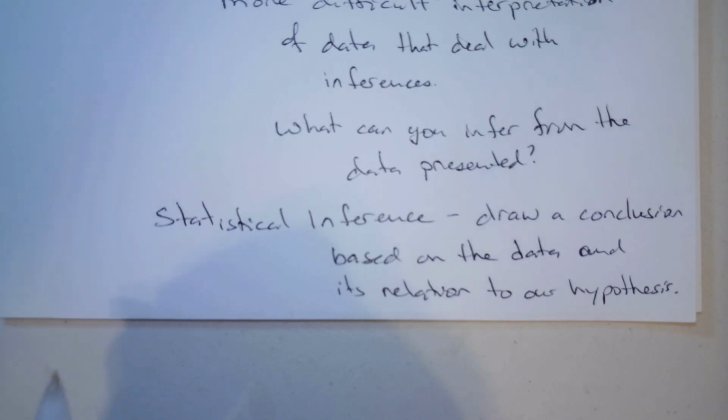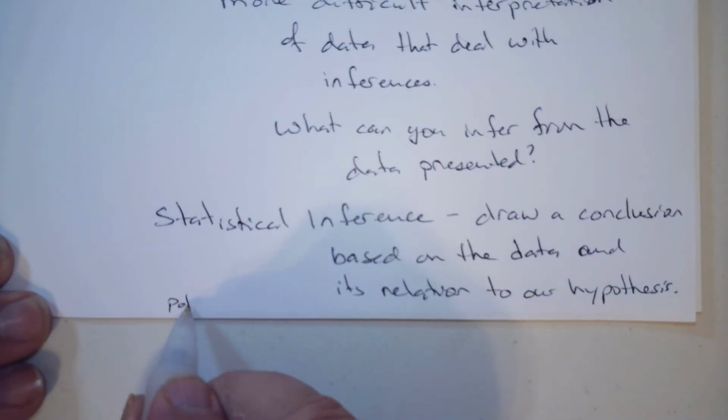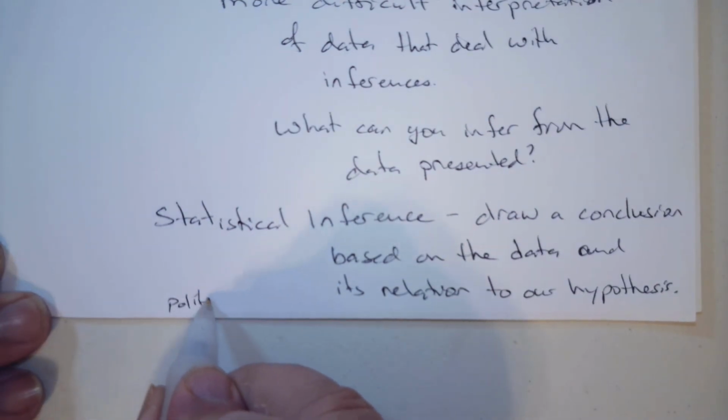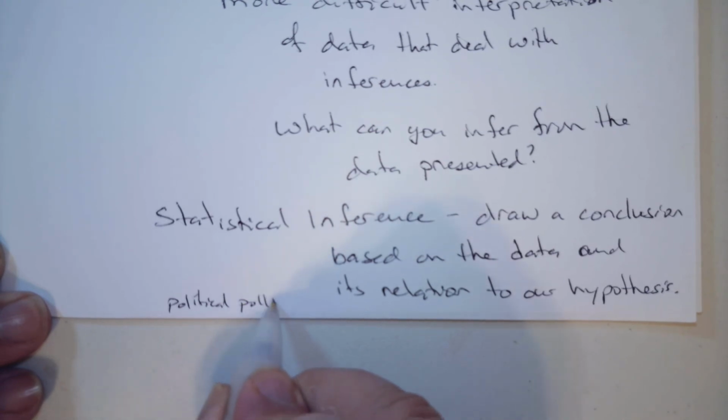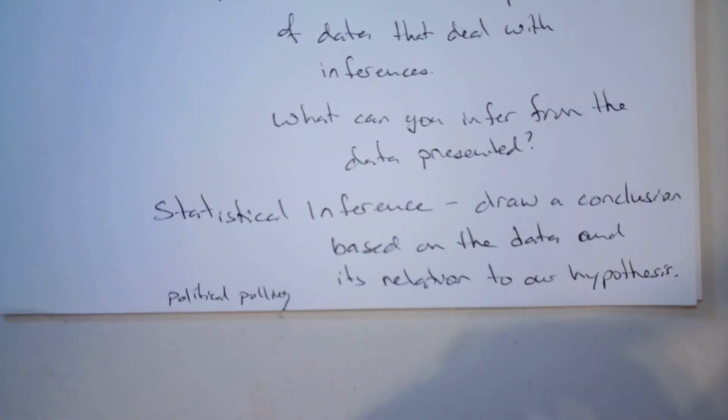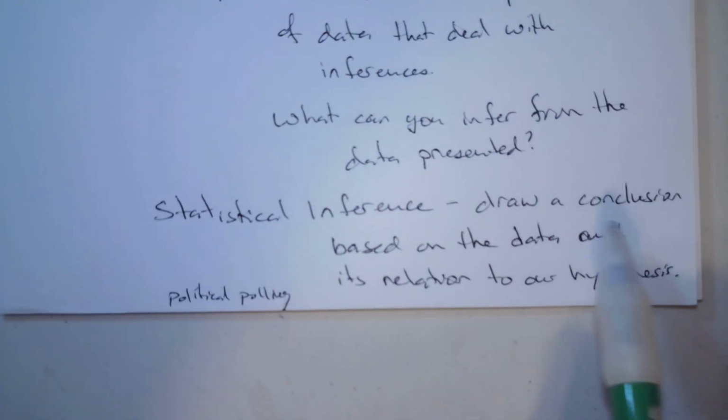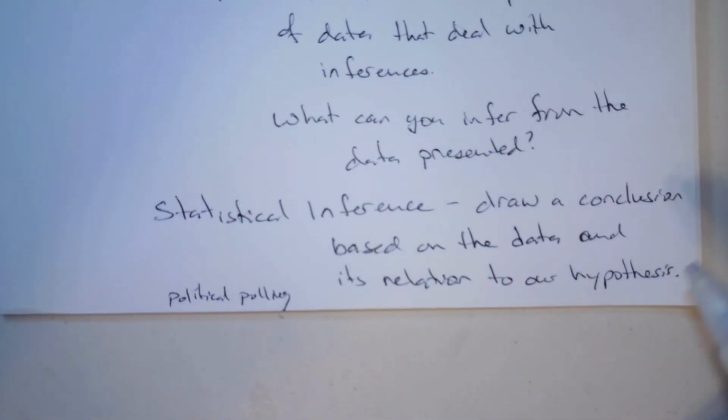A perfect example here is political polling. Political polling just goes to certain places, and what they do is after they collect all the data, say, okay, this person's going to win because of our surveys. They say that more people are going to vote for this person.